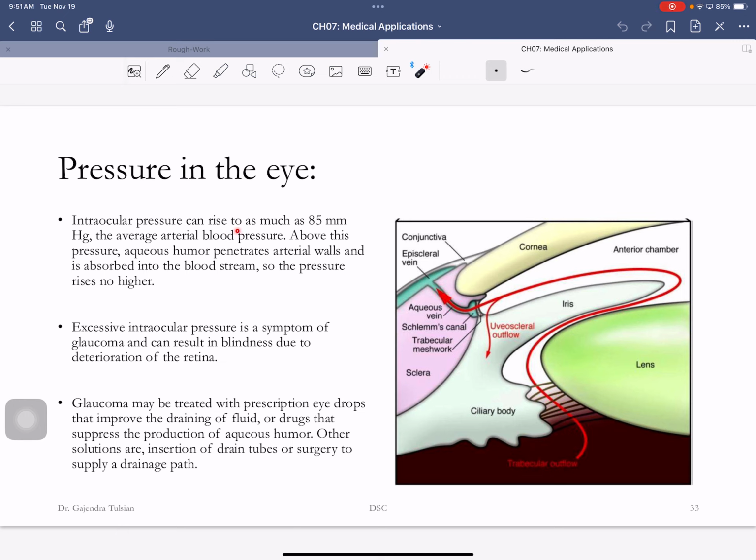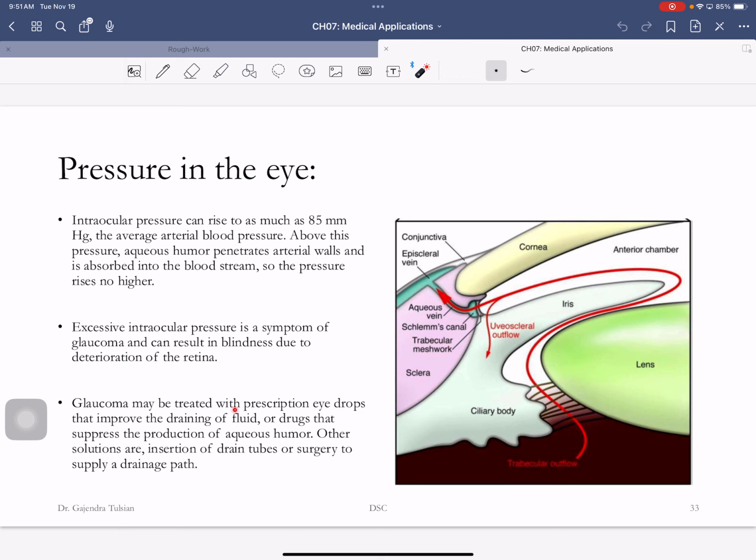Intraocular pressure can rise to as much as 85 millimeters of mercury. The normal range is 12 to 24 millimeters of mercury. If your doctor has not treated it, the maximum it can rise to is 85 millimeters of mercury. Above this pressure, aqueous humor penetrates arterial walls and is absorbed into the bloodstream, so the pressure rises no longer. Excessive intraocular pressure is a symptom of glaucoma.